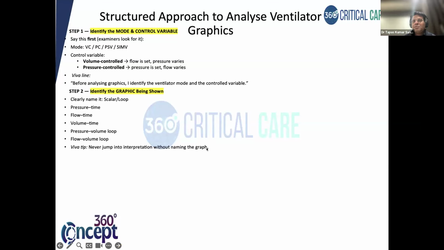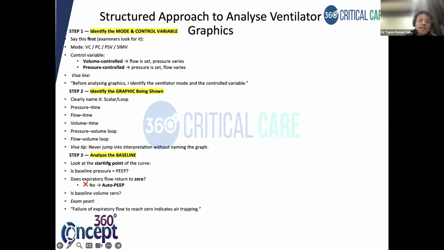The examiner may sometimes feel that you are mocked up by looking at the picture, but you are unable to actually have a structure in your mind. So that is very important. If you start in a structured way, even if it is difficult, you will reach the correct conclusion. Are you getting it?